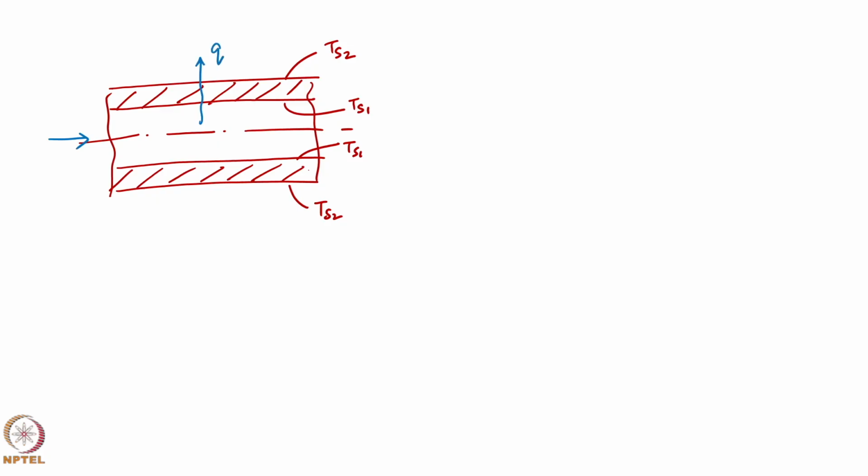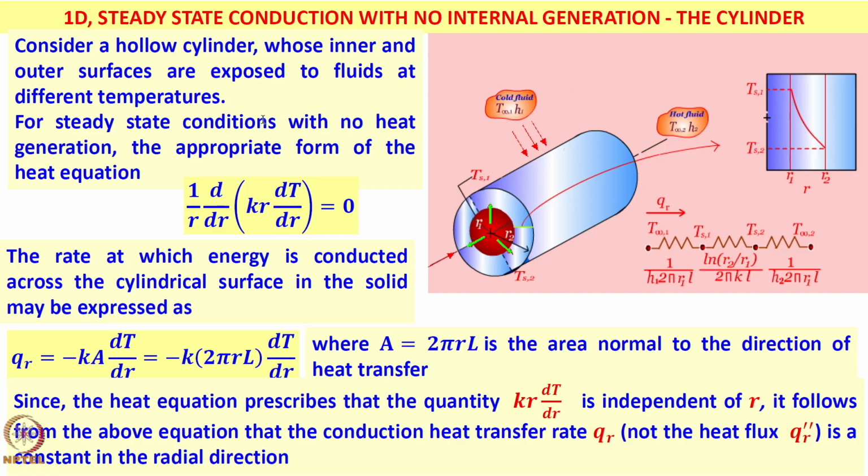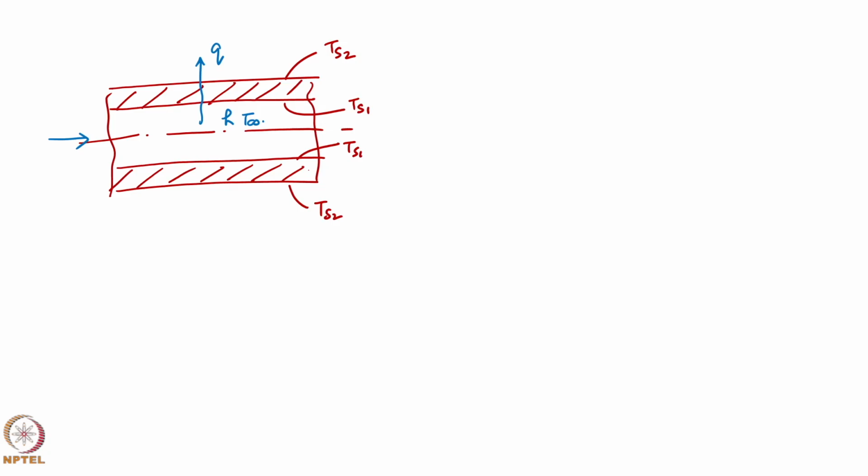So, convection inside h T infinity 1, or T infinity i, let me not mess up with the nomenclature. So, h1 T infinity 1, h2 T infinity 2.